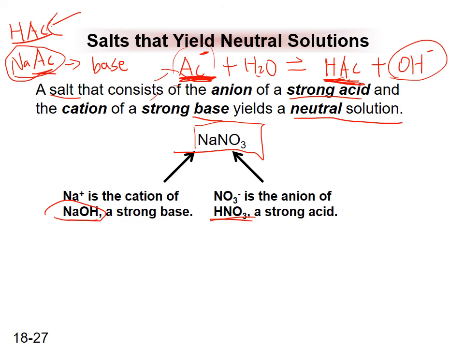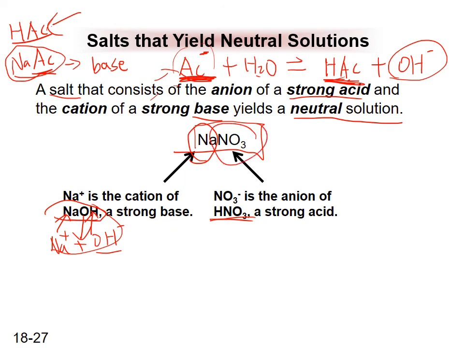Now, if the cation comes from a strong base, for example sodium hydroxide, it completely goes to sodium ion and hydroxide ion, 100%. That means there's no equilibrium. The sodium will not go back to sodium hydroxide, so there's no reverse reaction. In other words, sodium does not react with water.